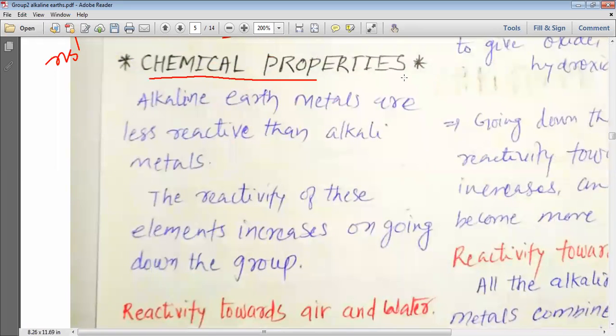Now my dear students, we want to study the chemical properties of these alkaline earth metals. But I think time does not permit us, so we should not move forward. We will study the chemical properties of these elements in the next period. If you have any doubt, you can ask me.